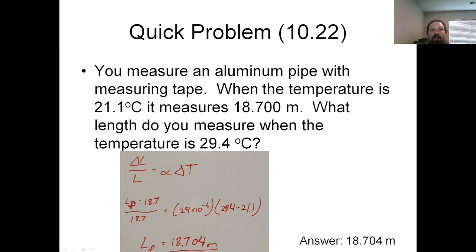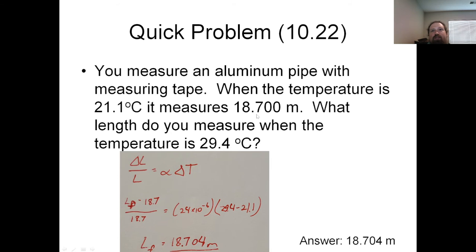so all we have to do now is consult some algebra to get L F equals a number on its own. I recommend you make sure that you're able to get to the correct answer if you're practicing this algebra. That correct final answer is 18.704 meters. That is not a very big change.